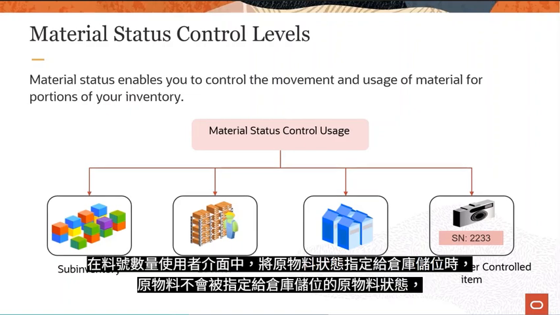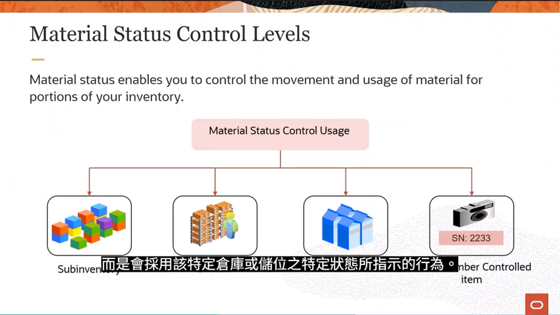You can track material status at the subinventory, locator, lot, and serial number level in the item's quantity user interface. When a material status is assigned to a subinventory or locator, the material is not assigned the material status of the subinventory or locator, but rather it takes on the behavior indicated by that particular status for that particular subinventory or locator.